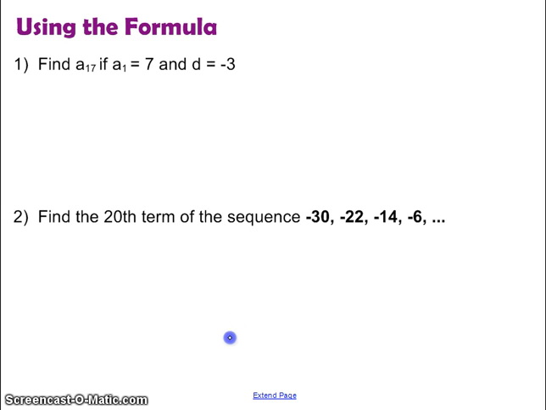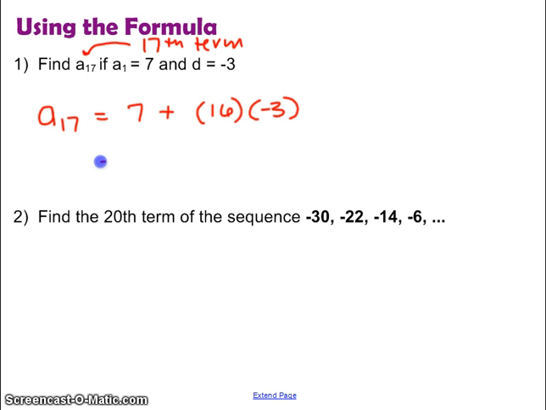So here are our examples. The first one is find a sub 17 if a sub 1 is 7 and the common difference is negative 3. So a sub 17 means the 17th term. To do that, we're going to say that a sub 17 equals the first term, a sub 1, plus negative 3 times some number. If we want the 17th term, we need to add that difference 16 times.